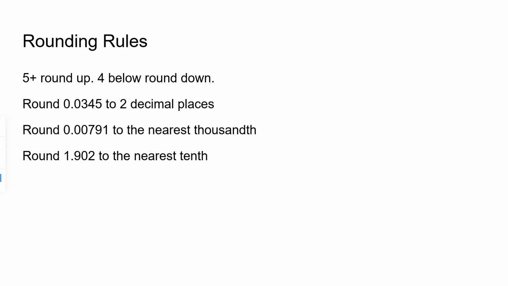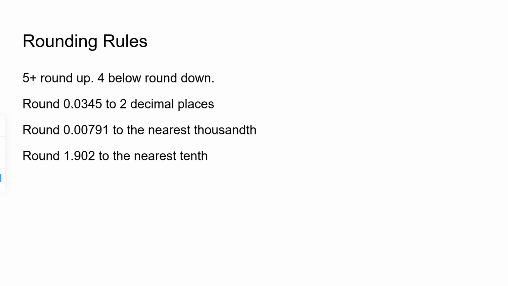Rounding rules. So the rule for rounding is if the number is 5 or up, you're going to round up. If it's 4 or below, round down. So we're going to go through some examples of rounding now.